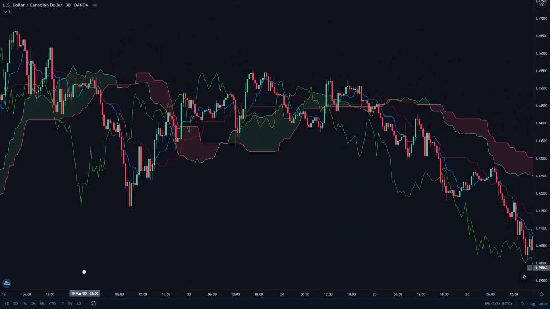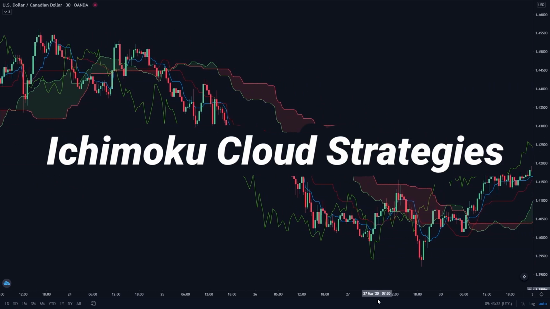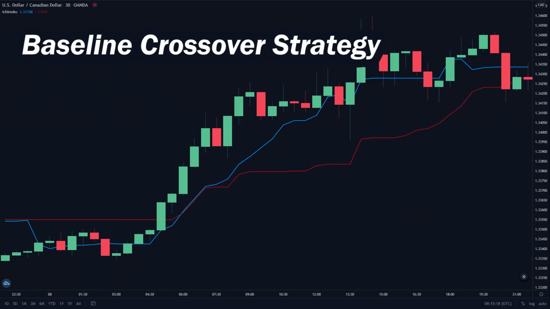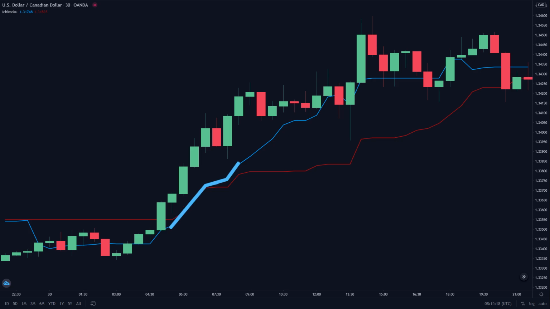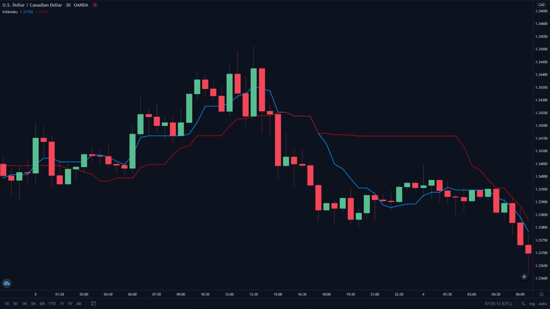Next, let's talk about the different types of strategies that you can use when trading the Ichimoku cloud. So the first, we have the baseline crossover strategy. The baseline crossover only uses the conversion line and the baseline. If the conversion line crosses upwards, you take a long position, and if it crosses downwards, you take a short position.